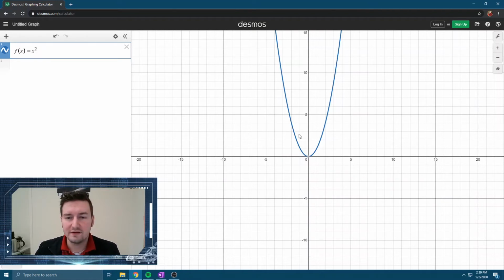What we have here is just the parent function for our quadratic function. A quadratic function is f of x equals x squared, and you can see we've got our nice parabola here. We're just going to look at what we could do to transform this function. Now there's five different types of transformations, so we're going to look at those.